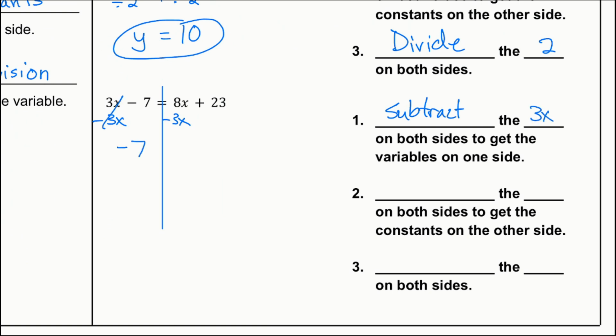So this is a negative 7 equals 8 minus 3 is 5x plus 23. Now what I have to do is subtract 23. I know that seems big, but remember, my variables are now on my right side and my constants are on my left side in this problem. That's going to give me a negative 30 equals 5x.